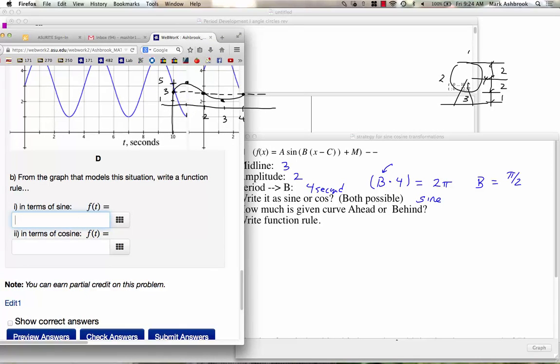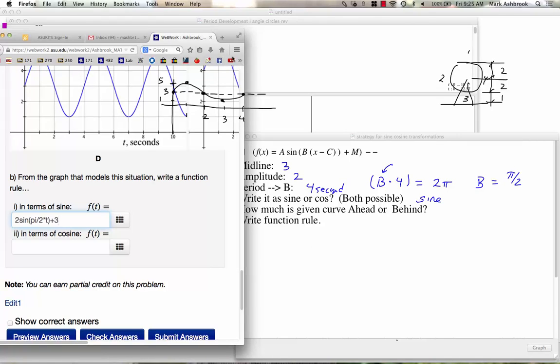So sine is going to be 2 sine of b, which is pi halves, t. T is the input. We don't have a shift. And then the center line is the midline. It's not 1, right? The bottom is 1. We got to get the midline of the graph up to the midline of the wheel, which is 3. Okay, we'll come back and do it later.